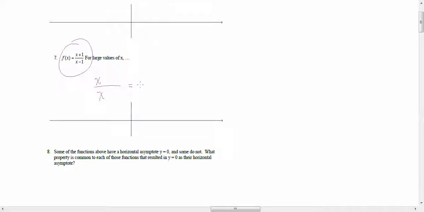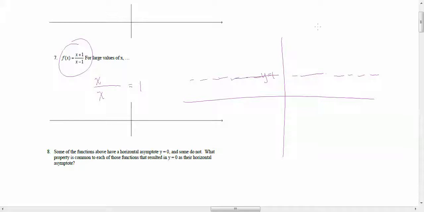This thing ends up being equivalent to 1. And so what is that telling us? Well, as x gets really, really large, the number becomes 1. So your graph is approaching some value of 1. I'm going to put a little dotted line to signify where y equals 1. This is the height of it, and my graph is going to come and approach that.